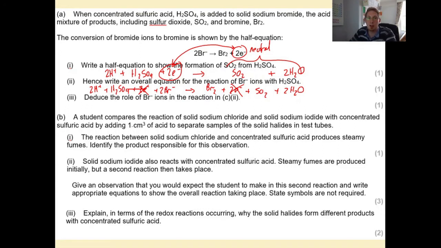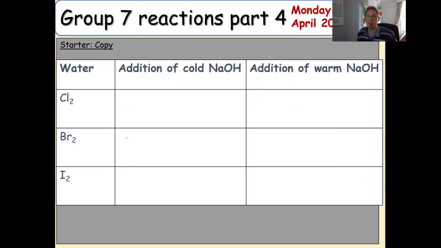Deduce the role of the Br- ions. Well, they are losing electrons, so they are oxidized, so they are reducing agents. Okay, you can have a look at the other questions if you wish.